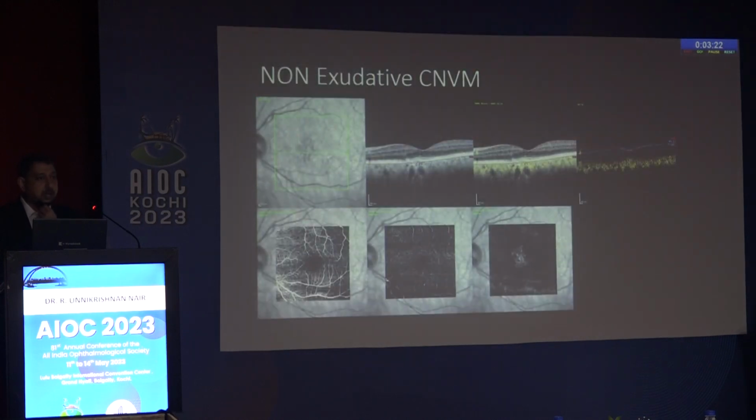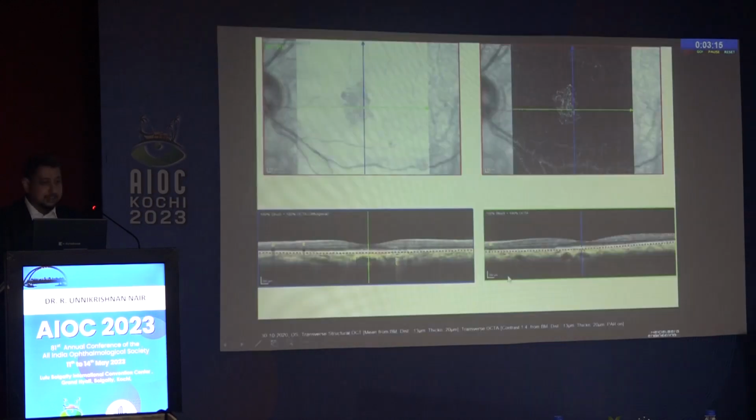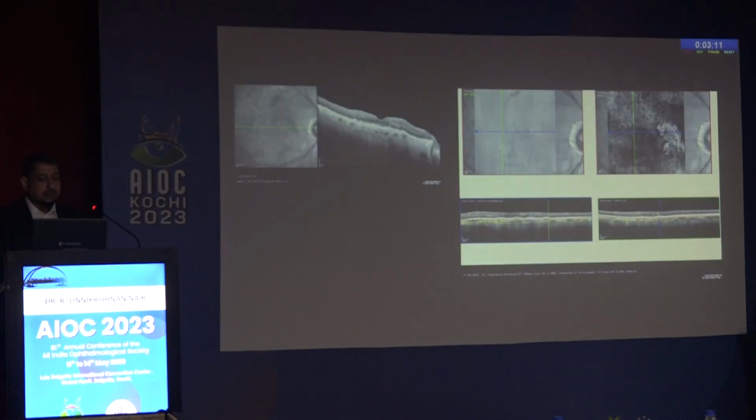So when you do an OCTA, this is an OCTA diagnosis. When you do an OCTA, you see a vascular net, but no ill effects of the vascular net. And you see it very clearly over here. And this is the thing.